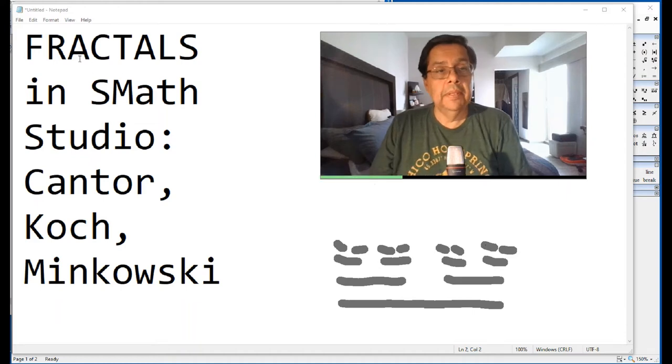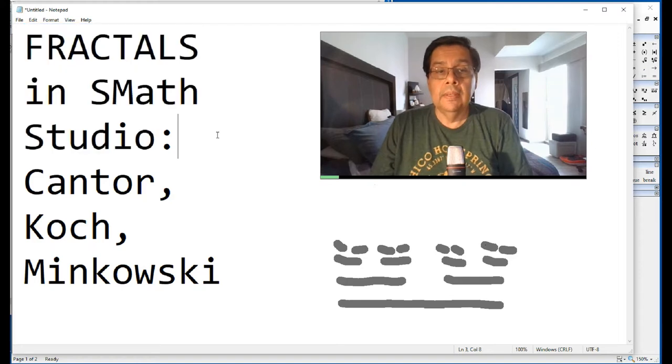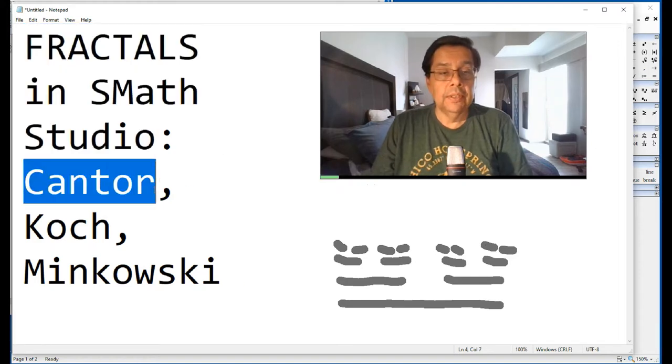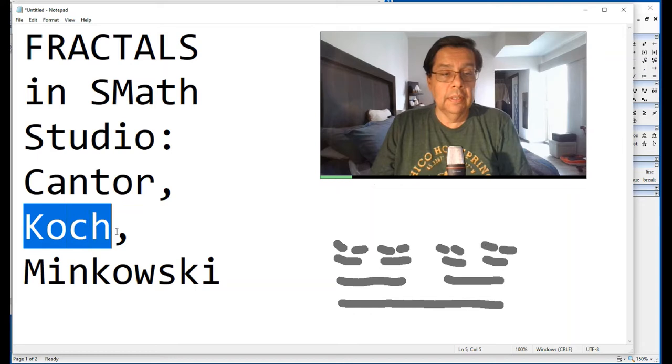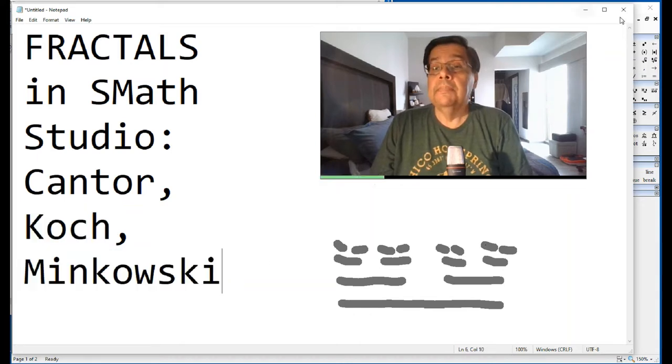In the present video, we're going to present additional fractal curves developed in SMath Studio. Specifically, we're going to talk about Cantor's dust, Koch curve, and Minkowski's fractal. Let's get started by looking at the following worksheet.